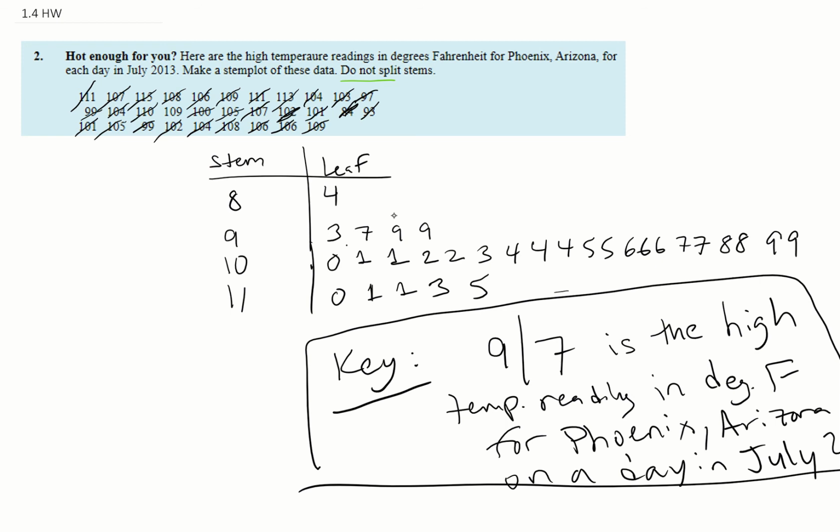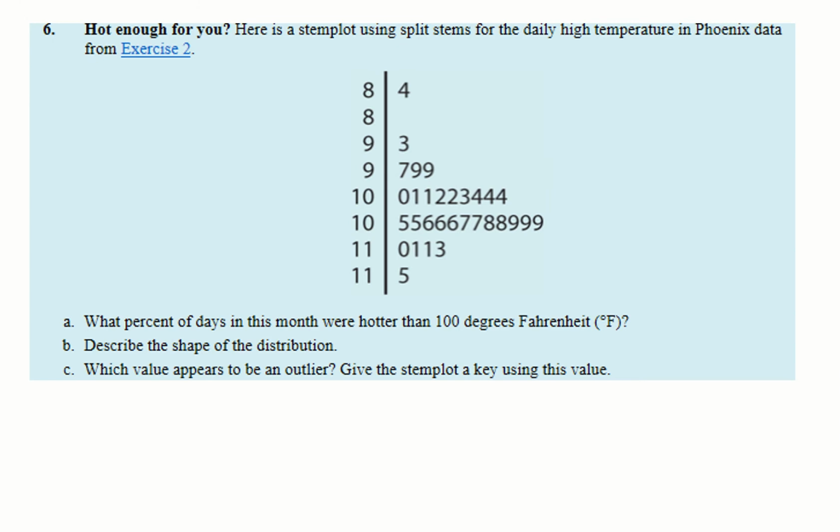And so you saw that there's a lot of numbers for the stem of 10. But then when you actually do it like this, it actually spreads it out nicely. And you can see more of a distribution here. So in this case, it says 1% of days in this month were hotter than 100 degrees Fahrenheit.